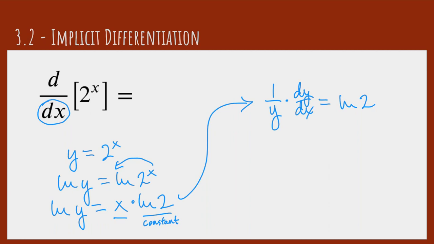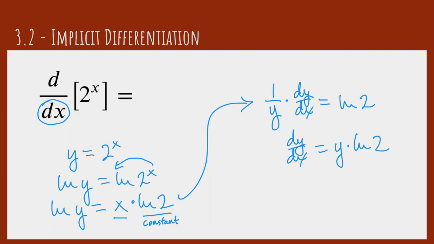Now we're looking for dy dx, so I'm going to solve for dy dx, and we get y times the natural log of 2. It's the derivative. We've solved for dy dx. We have an answer. However, we were trying to take the derivative with respect to x, so we should expect an answer in terms of x.